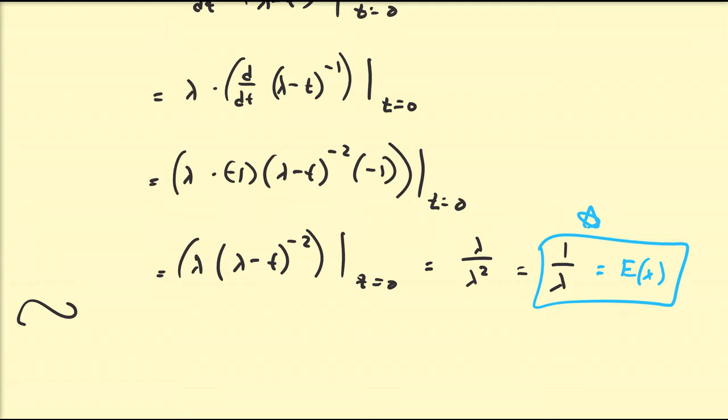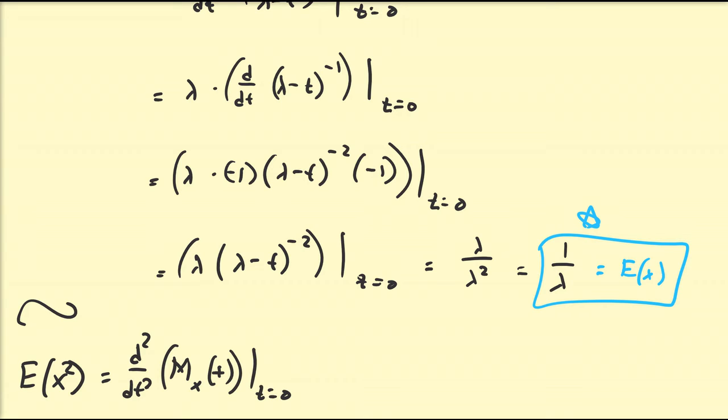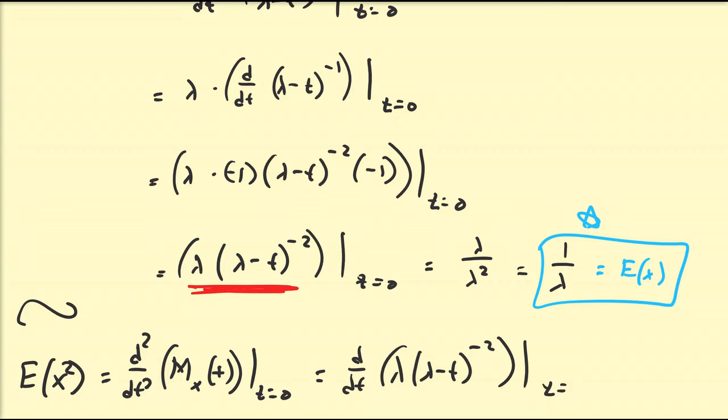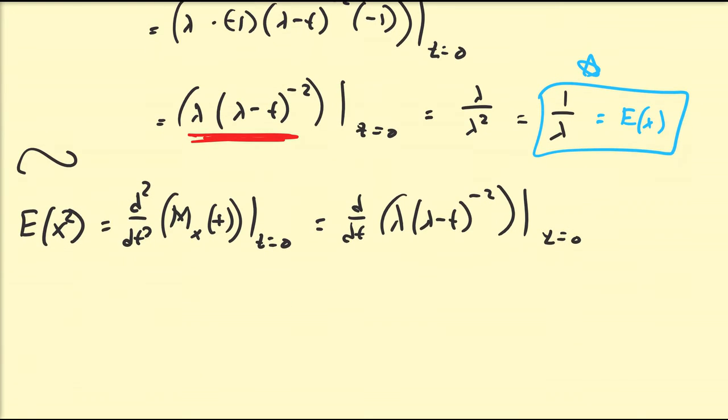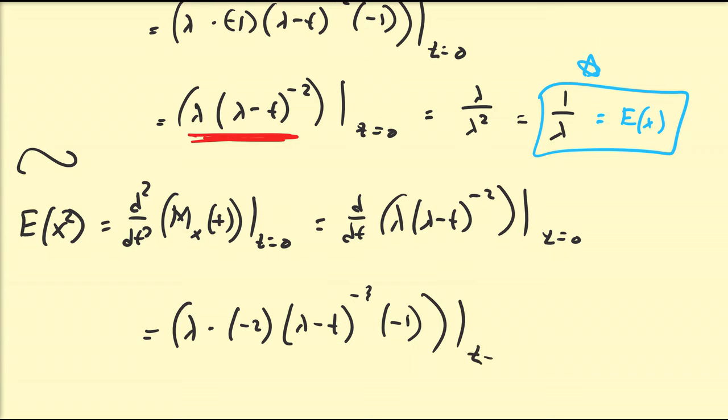Now we're going to move on to the second moment of an exponential random variable, E[X squared]. By definition, that's the second derivative with respect to t of the moment generating function M_X(t), again evaluated at t equals 0. I'm going to start with the first derivative, and then take the derivative of it. So this is equal to the derivative with respect to t of lambda times (lambda minus t) to the minus 2, evaluated at t equals 0. Again by the chain rule, that's lambda times minus 2 times (lambda minus t) to the minus 3 times minus 1. Then we evaluate this at t equals 0.